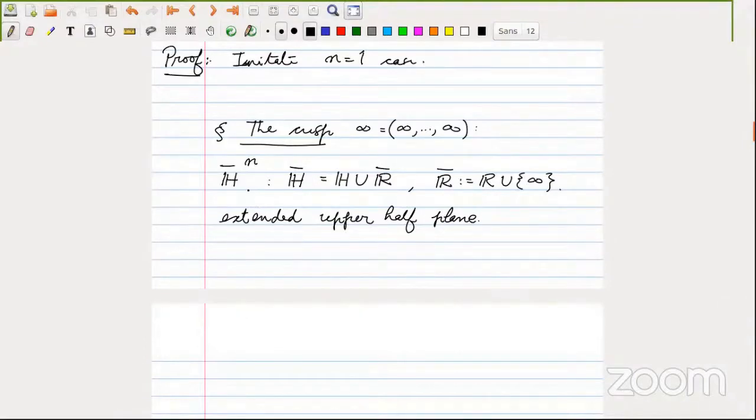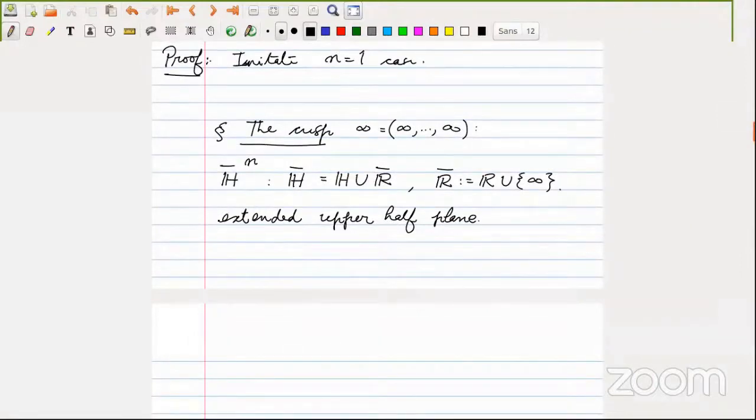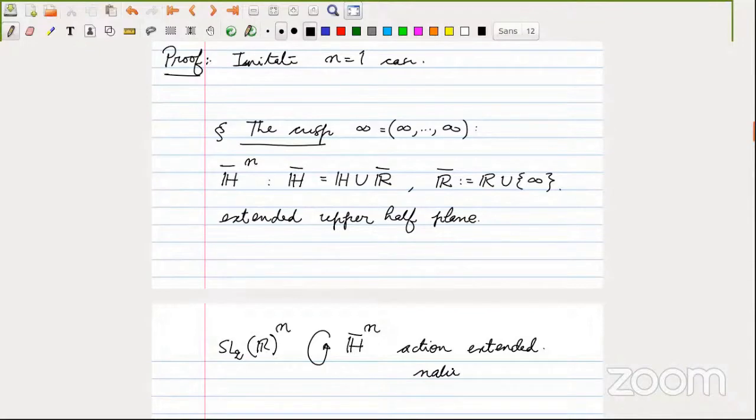So far we had the action of SL2(R)^n on H^n. Now we are going to extend this in a natural way, just as we have done in the case of elliptic modular forms. So here it is: I have this SL2(R)^n acting on this, and I have this action extended naturally.